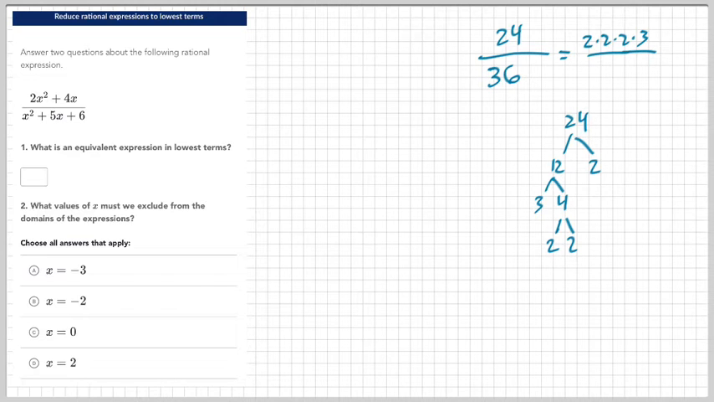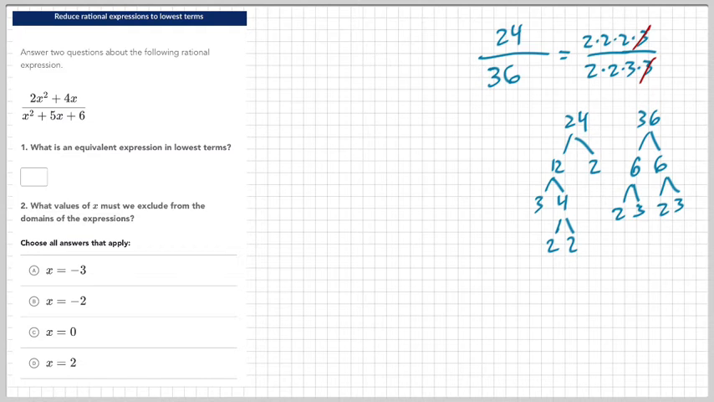All right, so let's do 36. Do you guys want to try it on your own or just continue watching? Okay, 6 and 6, 2 and 3, 2 and 3, and we got prime numbers. So we have 2 times 2 times 3 times 3. And what you can do to simplify this is you can cross out the things that make 1, like 3 divided by 3. That's 1, right? So I'm going to get rid of those.